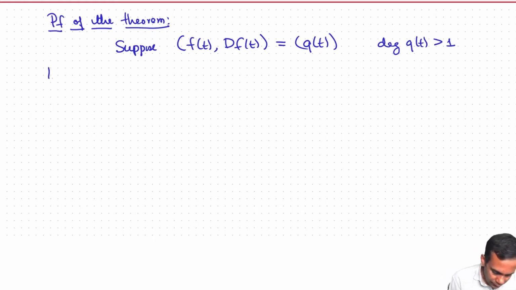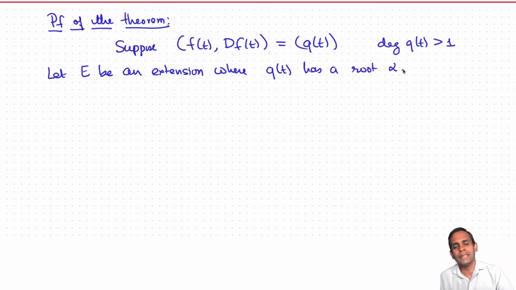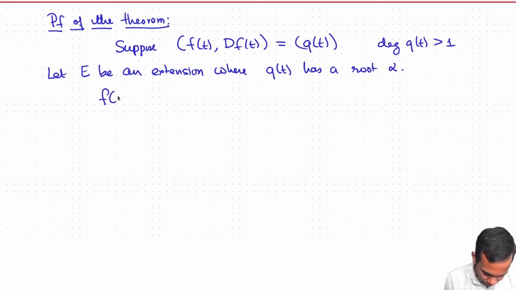Okay, so then take E to be an extension where q(t) has a root. Let's call that root alpha. We've already seen that such extensions exist. In fact, you can find an extension where q(t) is a product of linear factors. So then both f(t) and df(t) have a root alpha in E. Since q(t) is a factor of f(t), f(t) also has a root alpha.